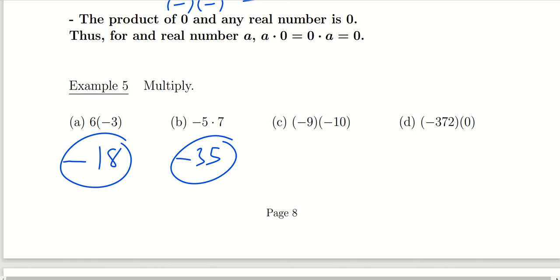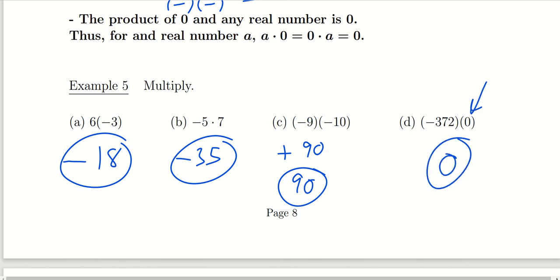Over here for part C, we're multiplying and the signs are the same, so our final answer is going to be positive. So I'm just going to put the plus sign to remind myself. 9 times 10 is 90. So final answer is 90. And then lastly, over here for part D, we are going to multiply these two together. Notice that if one of the factors is 0, then the final product will be 0, because anything times 0 is 0.